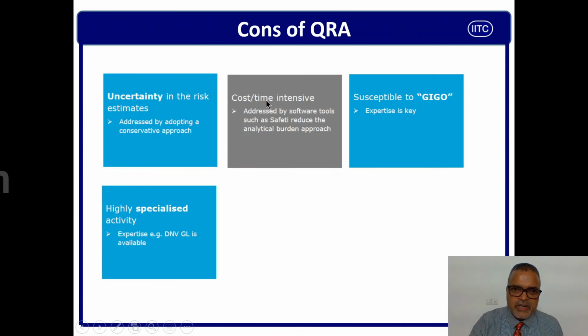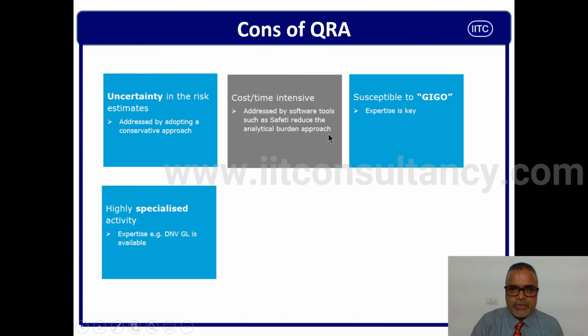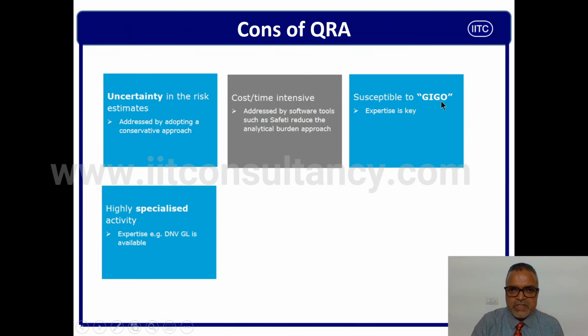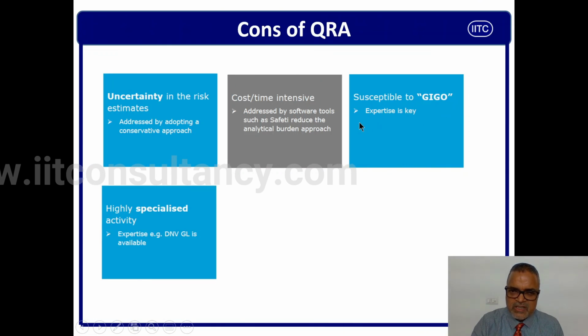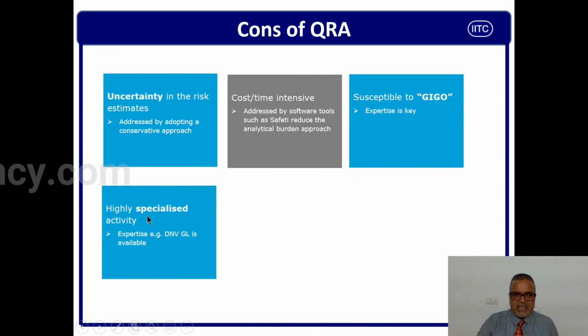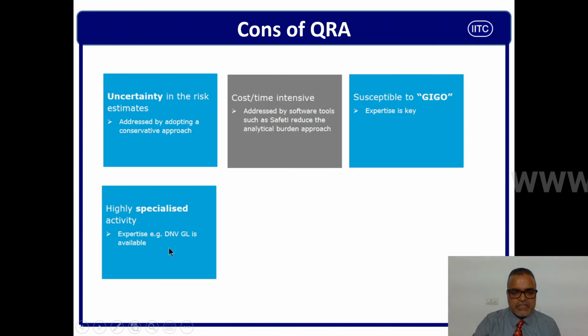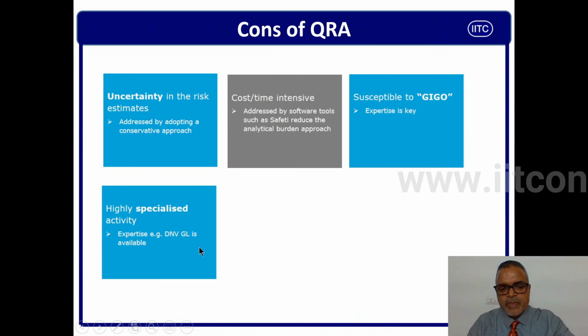Cost and time intensive: here the cost and time are very intensive, addressed by software tools such as Safeti or FAST, which reduce the analytical burden. Susceptible to garbage in, garbage out: if your input is wrong, then the output is wrong. Likewise, it is a highly specialized activity; expertise from DNVGL is available to help you.